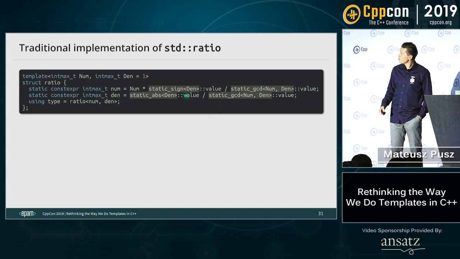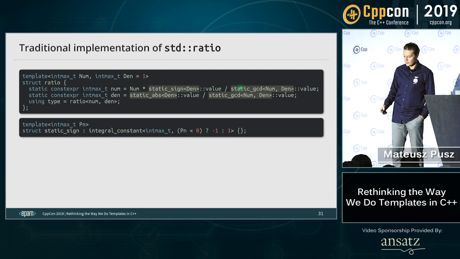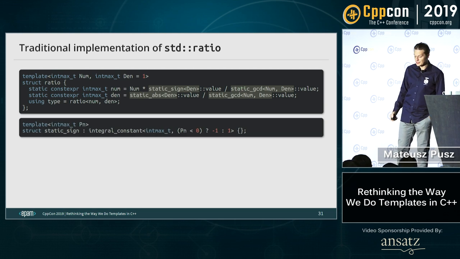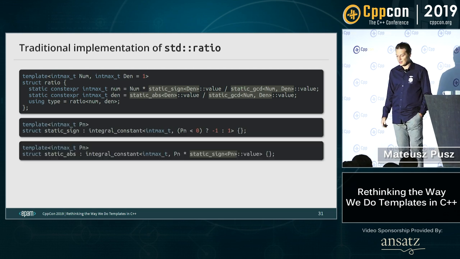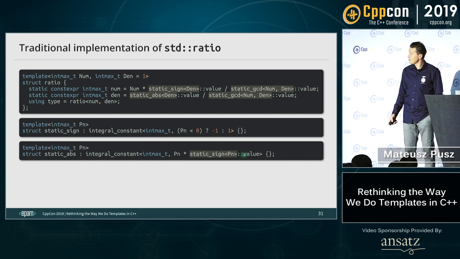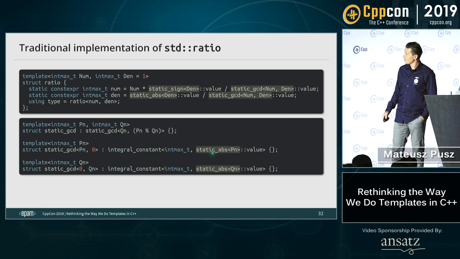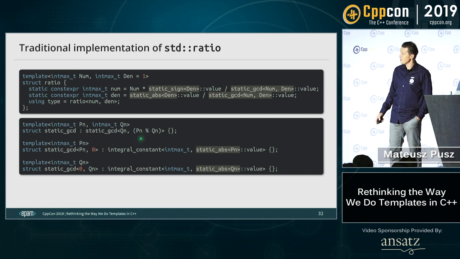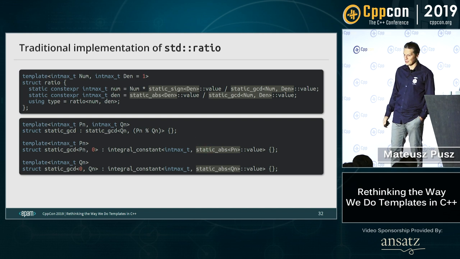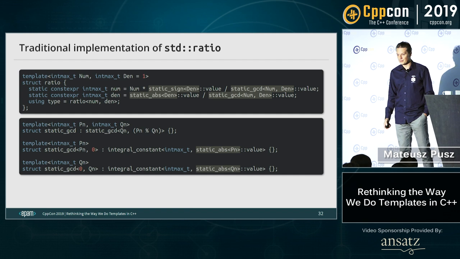And actually, those operations are written as other primary class templates and their instantiations. So static sign is another class. Static ABS is another class that is using static sign. And also GCD is another primary class template with some specializations, also using another class template here. So you have a lot of class template instantiations in this implementation.